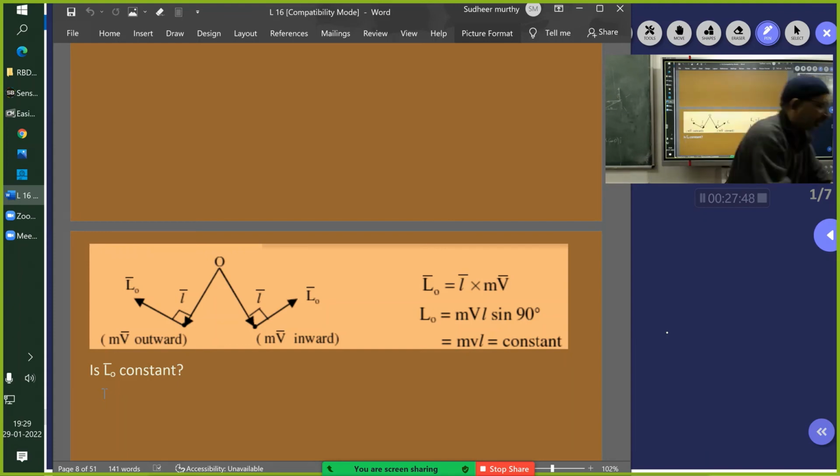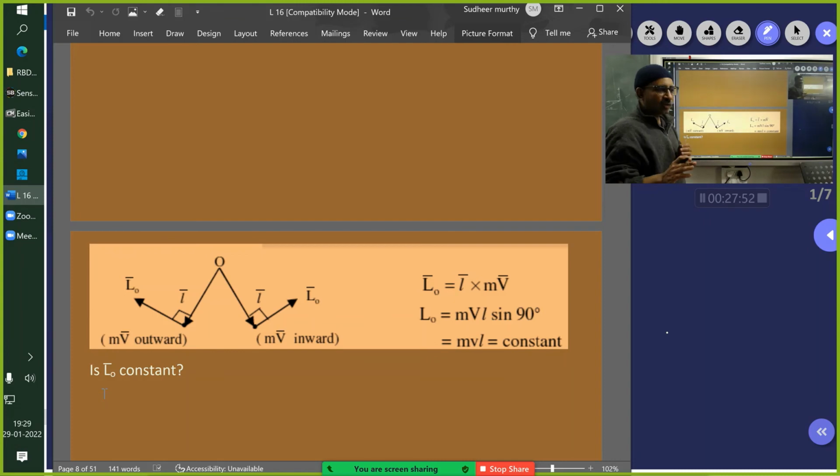Yes, sir. So therefore the L naught vector is not constant. Right?